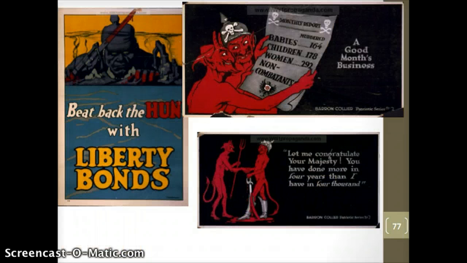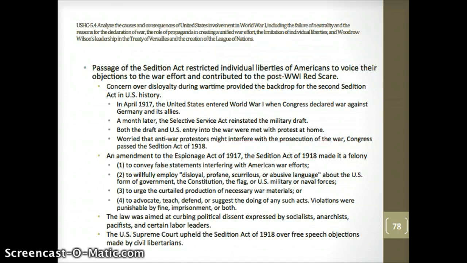There are some examples of the propaganda showing how the Germans were Huns, and they were almost like the devil, and they'd done a lot of bad stuff. That's trying to get people to fully support the war effort.